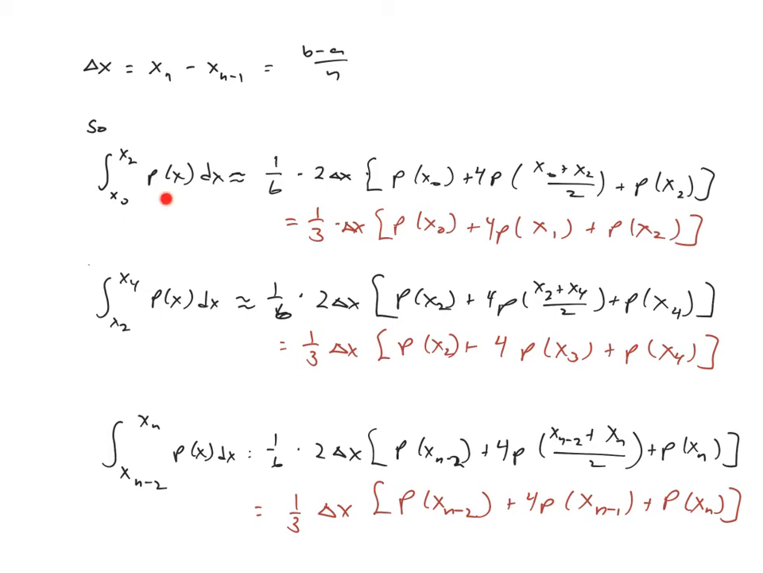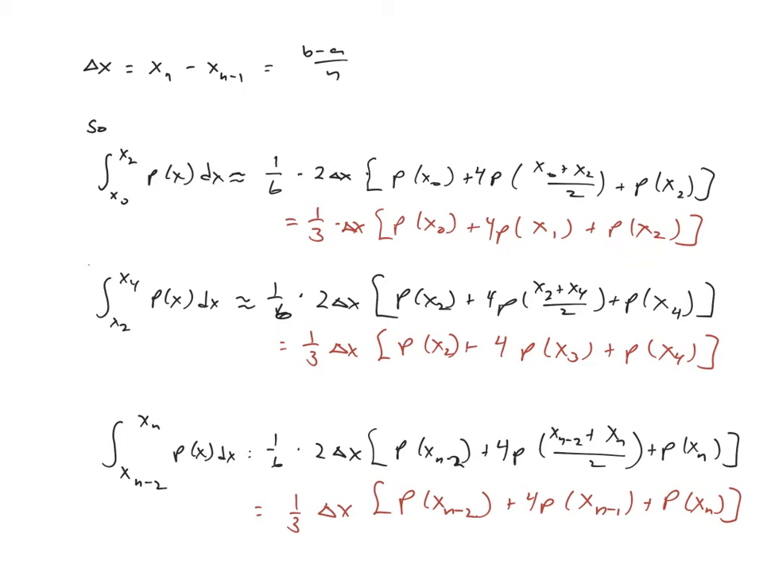So this integral is going to be approximately equal to 1/6 times 2 delta x times p of x0 plus 4p of x0 plus x2 over 2 plus p of x2. But remember, this is the midpoint, and since delta x is constant, this point right there happens to be x1. So I get 1/3 times delta x times p of x0 plus 4p of x1 plus p of x2.